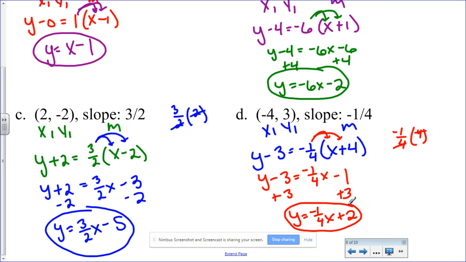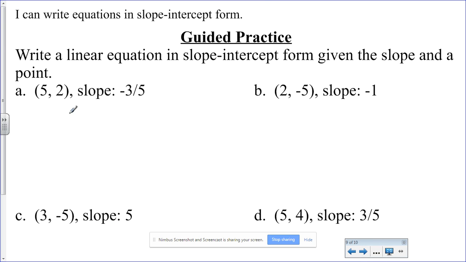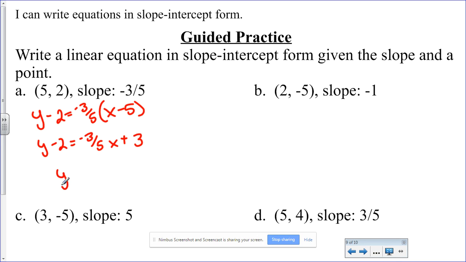Go ahead and try the next 4. Remember, plug it in to get point-slope form, and then distribute and solve for y to get slope-intercept form. Once you're done, go ahead and check your answers. So I'm going to show you a little bit of work here. Okay, plugging it in, distributing, and then solving. Okay, so y equals -3/5 x plus 5 is our first equation.